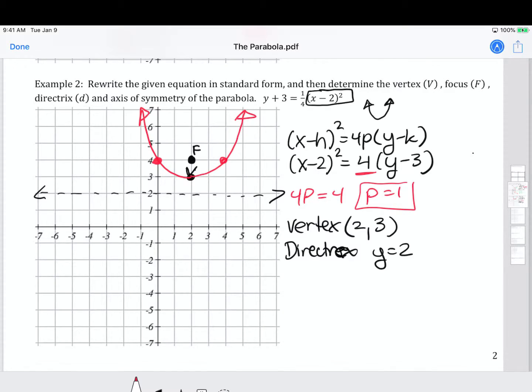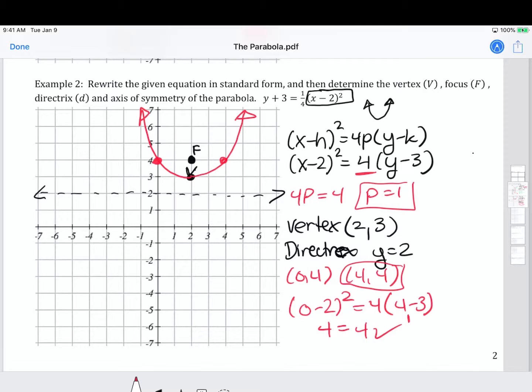Now, we can check to see if those points on there work. We have the point (0, 4), and we have the point (4, 4). We can check to see if we've got it right by plugging those values into standard form and see if it works. So if I plug in the point (0, 4), that's going to be (0 minus 2) squared is equal to 4 times (4 minus 3). Negative 2 squared is a positive 4. And inside the parentheses here, 4 minus 3 is 1, and 1 times 4 is 4, so it works. And then you can do the same thing if you want to check the other point (4, 4) as well.